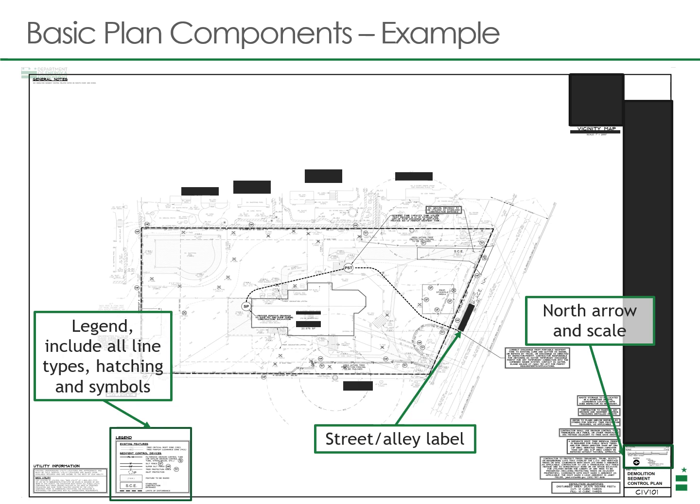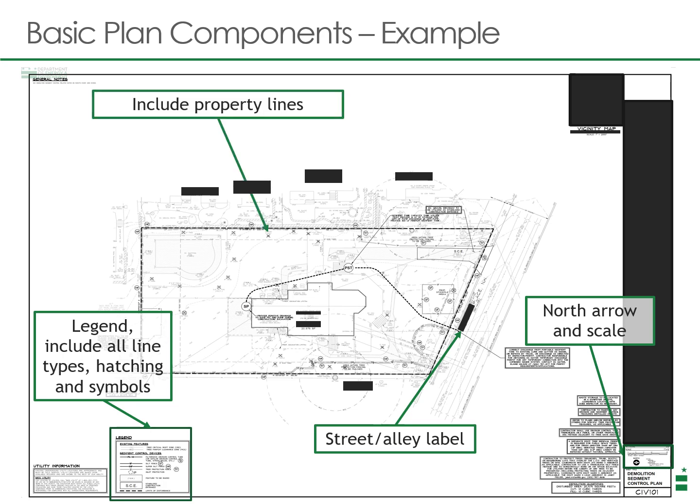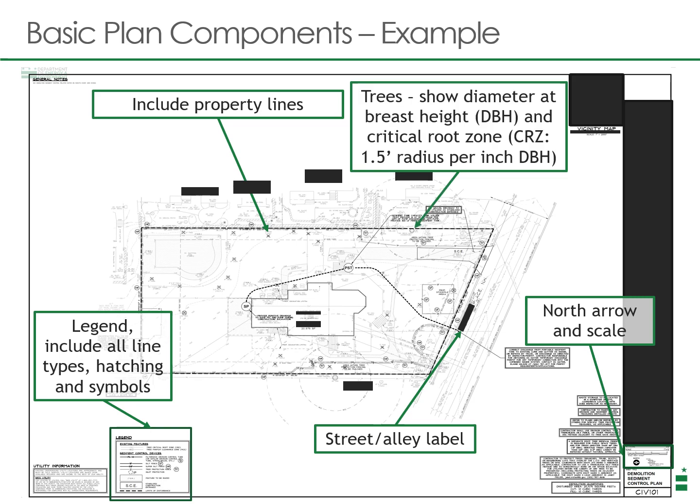The street and alley must be labeled, so you can see here on this plan they've shown not just the lot where the work is being done, but also the vicinity. You can see a bit of the area around, and part of that is showing what the adjacent street or alley name is. The property line must be included and indicated.